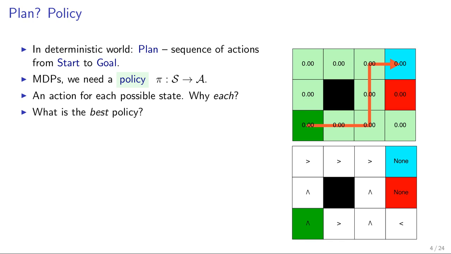And yeah, so as soon as we have this non-determinism there, we need a policy. That means for every state we need to know what to do. So that's the idea.